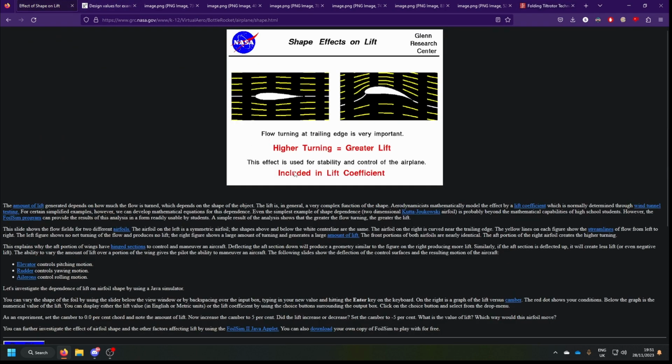So we also decided that we need an airfoil shape. So what shape's our wing going to be? And we found something from the NASA website, where NASA have done some research, and they found that higher turning equals greater lift. So I think something with higher turning is like on the right, which is more curved, compared to the one on the left, which is more like teardrop shaped or water droplet shaped. So this means that you get a greater lift at slow speed with the one on the right, this one that's curved.